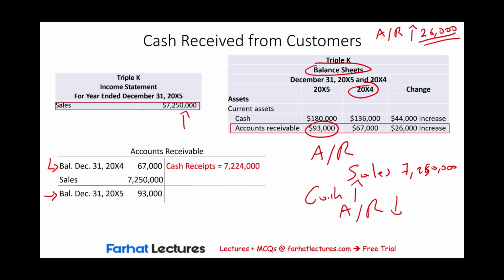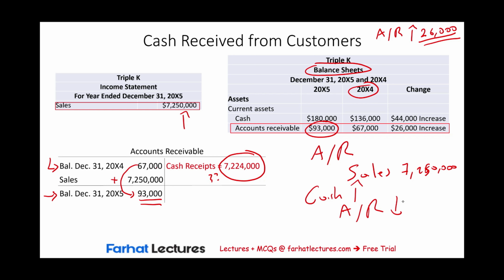Why? Because if the overall account receivable went up, it means I sold more on credit than I received in cash. How do I know this? Because my account receivable went from 67 to 93. So if I take 67 plus the sales that I recorded of 7,250,000 and I end up with 93,000 in account receivable, it means I collected in cash, I credited account receivable, 7,224,000. And this is exactly what I'm looking for. I'm looking for how much cash did I receive.